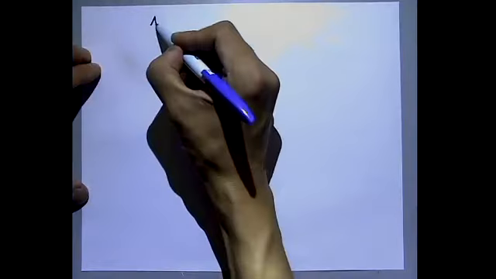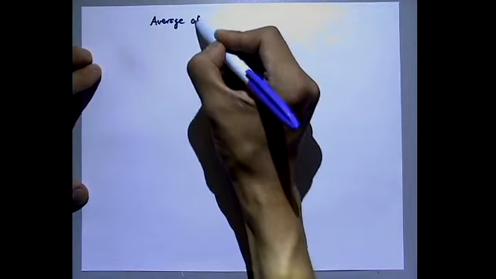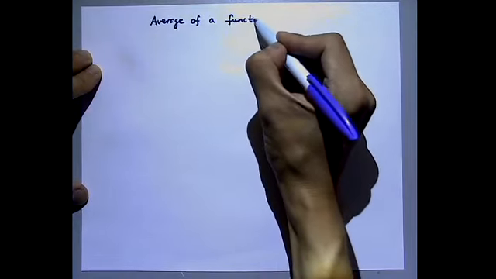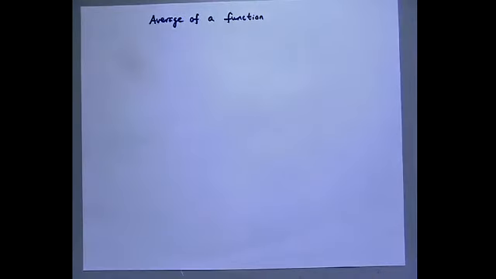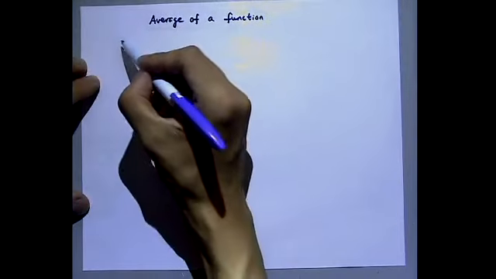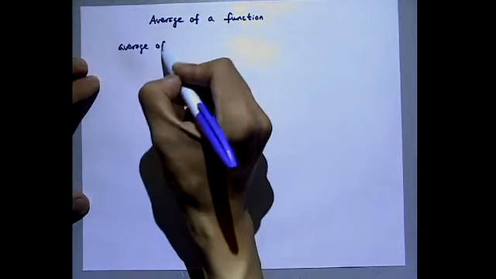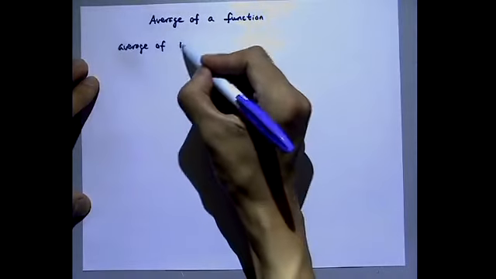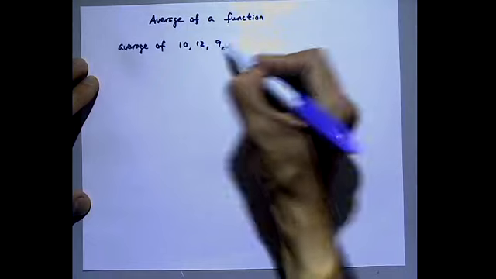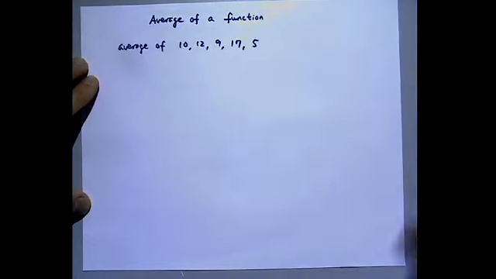Okay, next we're going to look at how we can calculate the average of something. So I'm going to use the concept that we already know, calculating the average of a bunch of numbers. So let's say I have 5 numbers. 10, 12, 9, 17, 5. So these might be the quiz scores of some 5 students I chose at random. No, it's not. It's just 5 numbers I made up.